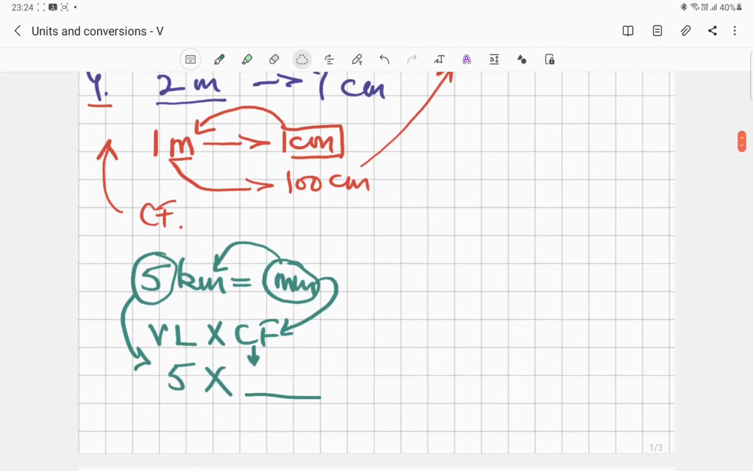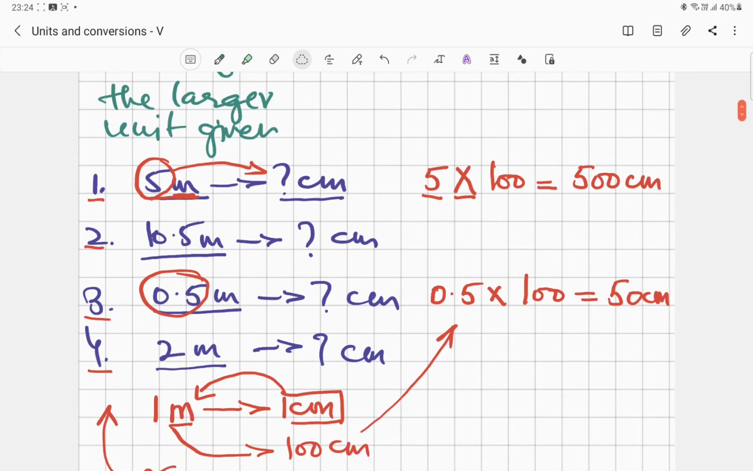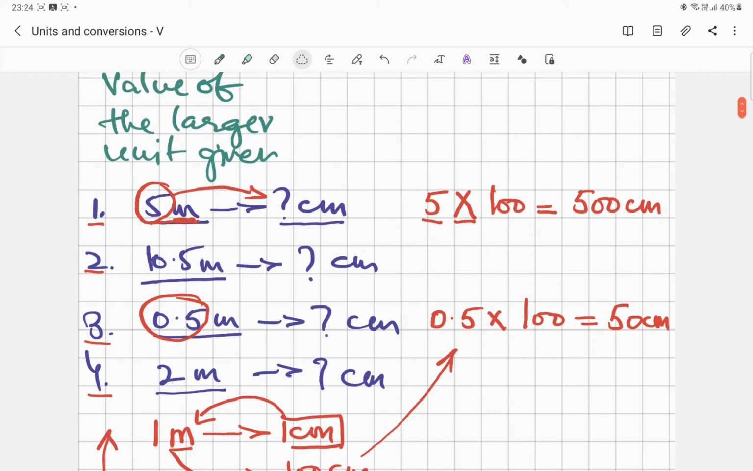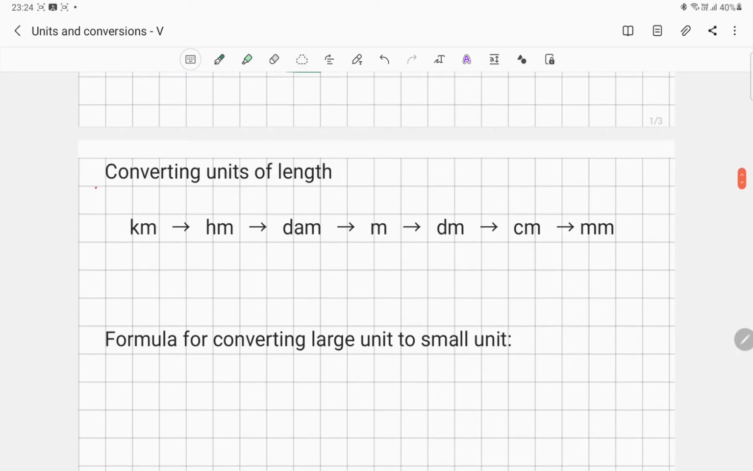Now, in our previous video, we basically revised how to convert a larger unit into a smaller unit, which means I hope by now all of you can do this. I hope you can convert a kilometer to a hectometer, a hectometer into a decameter, into a meter, to a decimeter, into a centimeter, and a centimeter to a millimeter. I hope you can do these simple steps.